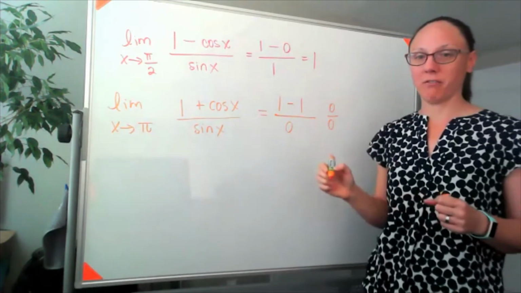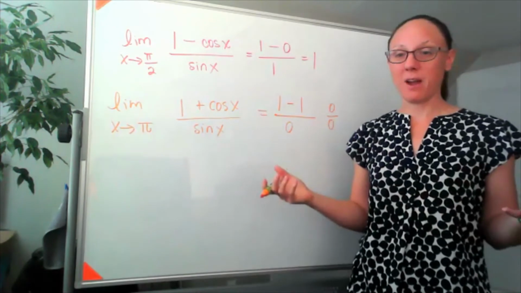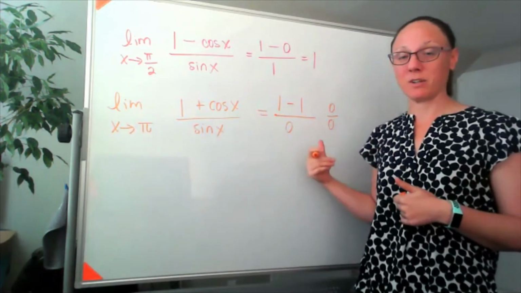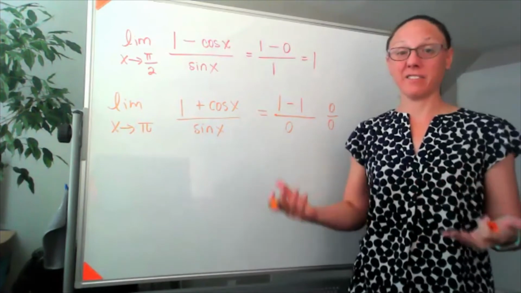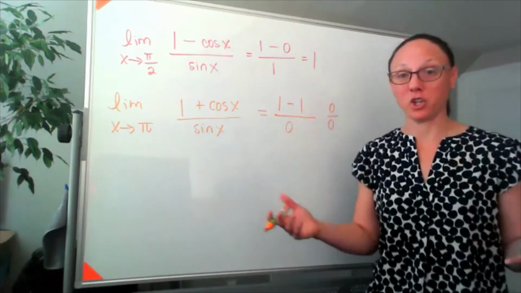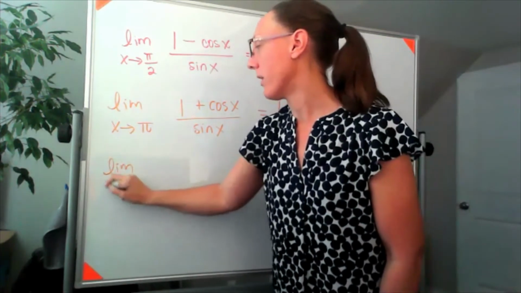If I plug in the pi here, sine of pi is 0, which means that we're into a 0 over 0 indeterminate form. Now, if we have x's raised to powers, I usually say we get through this by doing algebra. In this case, we can't get through it doing algebra. We're going to have to get through it doing some kind of trig magic.